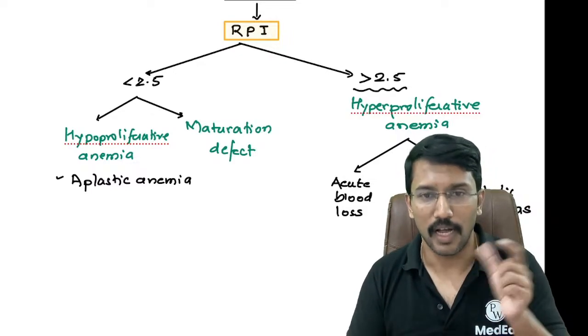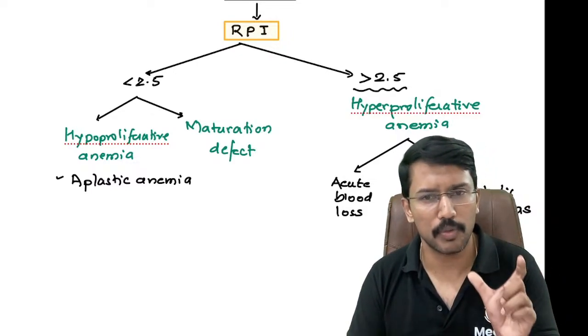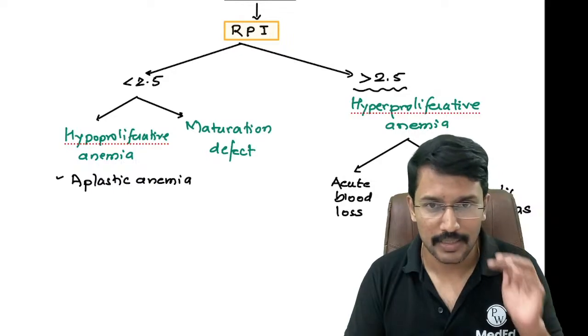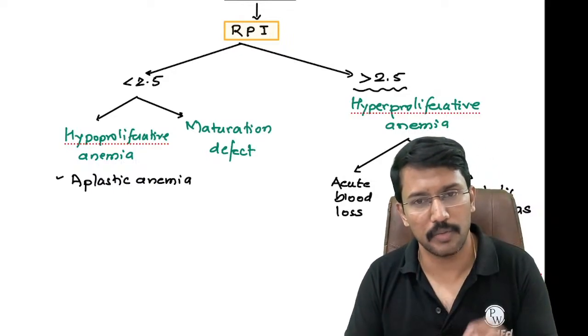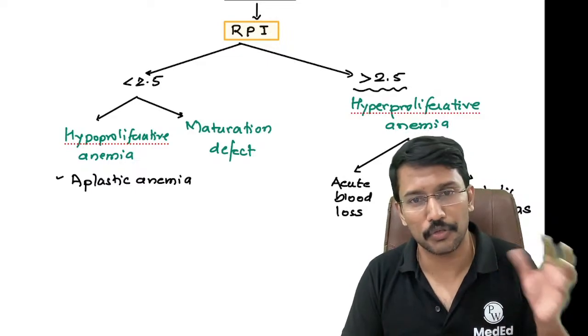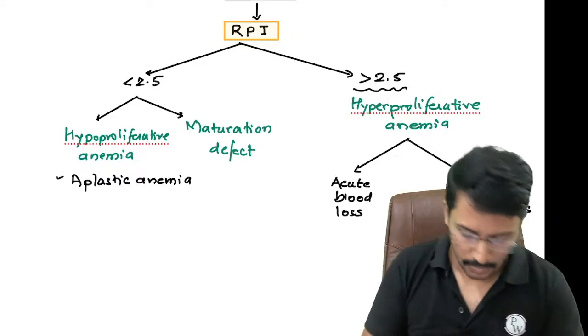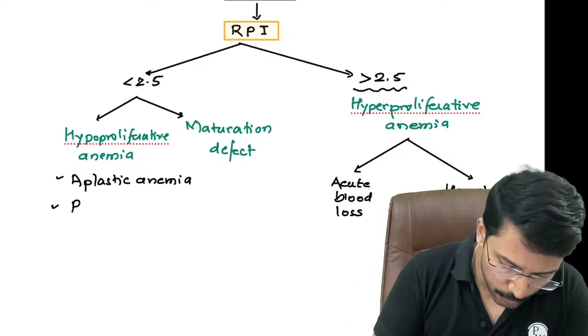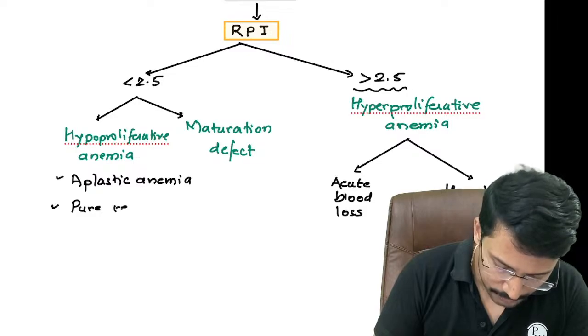We call it aplastic anemia, right? You know the term hyperplasia, aplasia. Aplasia refers to reduction in the number of cells, and when we say aplastic anemia, it is reduction of the number of cells required for the formation of RBCs in the bone marrow. And then we have another condition called pure red cell aplasia.